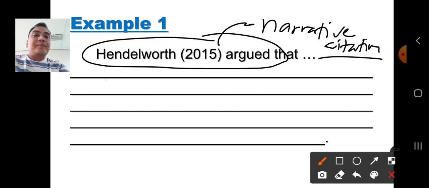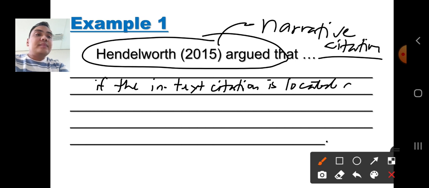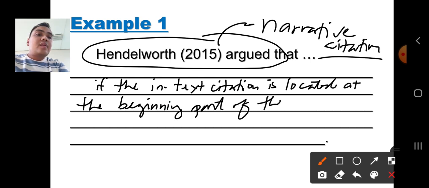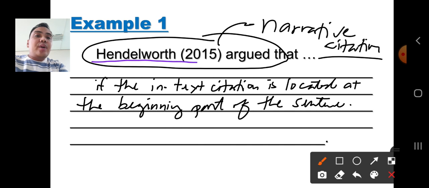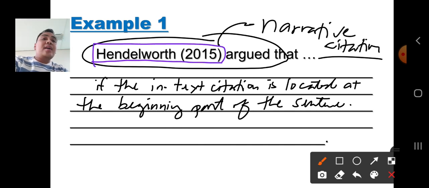Narrative citation, if the in-text citation is located at the beginning part of the sentence. So our in-text citation here is Hendelwerth 2015. So this is our in-text citation under the narrative category. So we have narrative citation, Hendelwerth 2015.